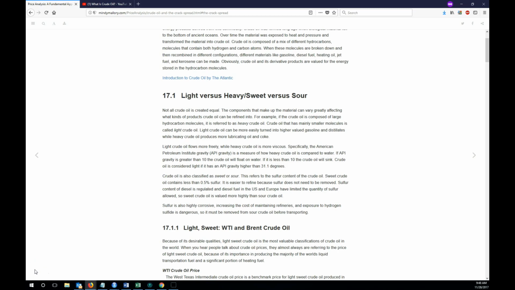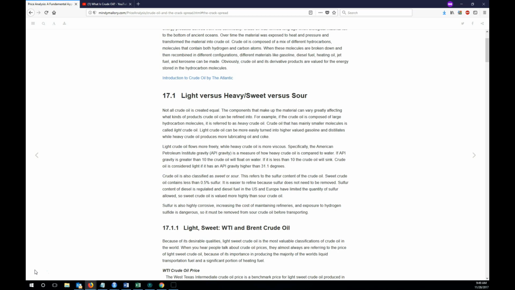Now let's talk about sweet versus sour crude oil. Sweet versus sour simply refers to the amount of sulfur content that's in the crude oil. So sweet crude oil contains less than 0.5% sulfur. And it makes it easier to refine because the sulfur doesn't have to be removed before selling the final product. And the sulfur content of diesel is regulated, and diesel in the United States and Europe has to have a very limited quantity of sulfur.